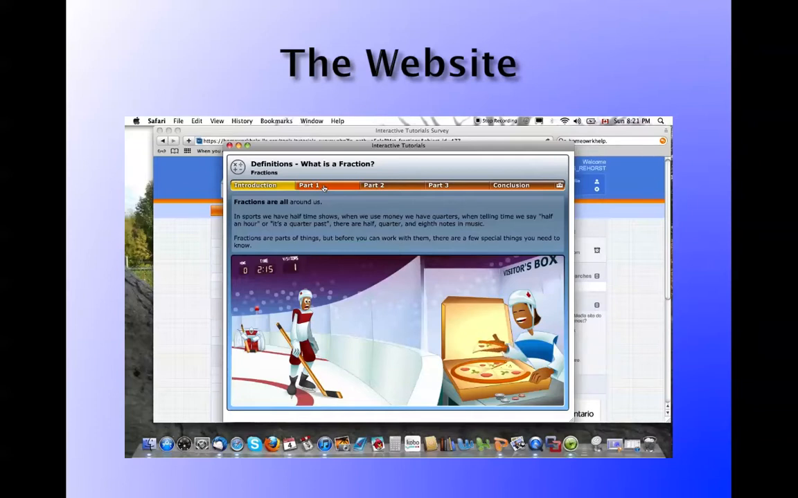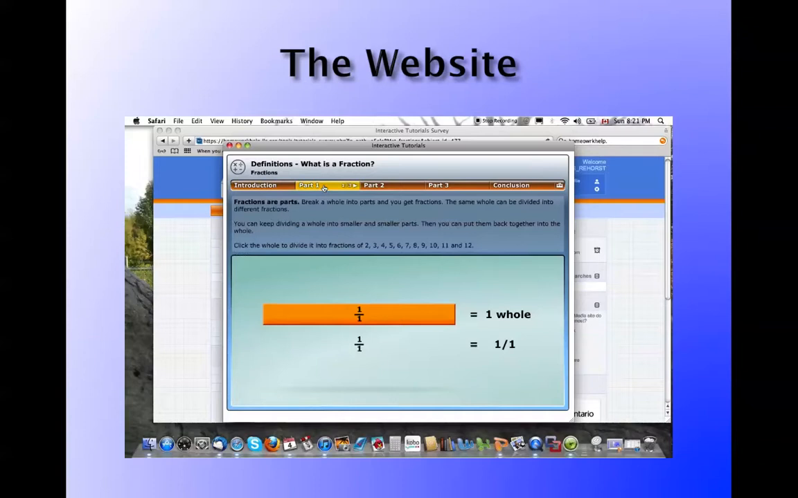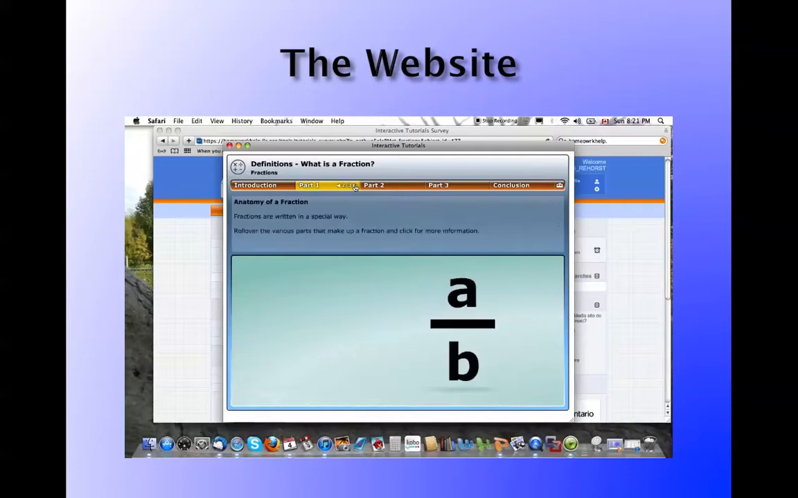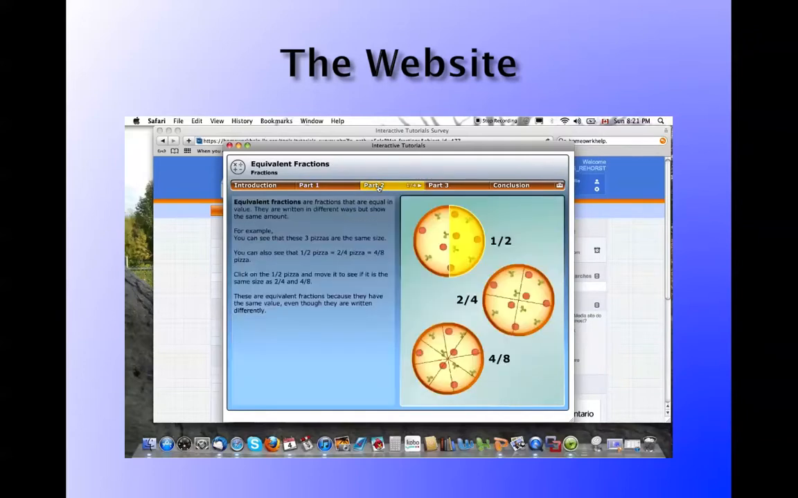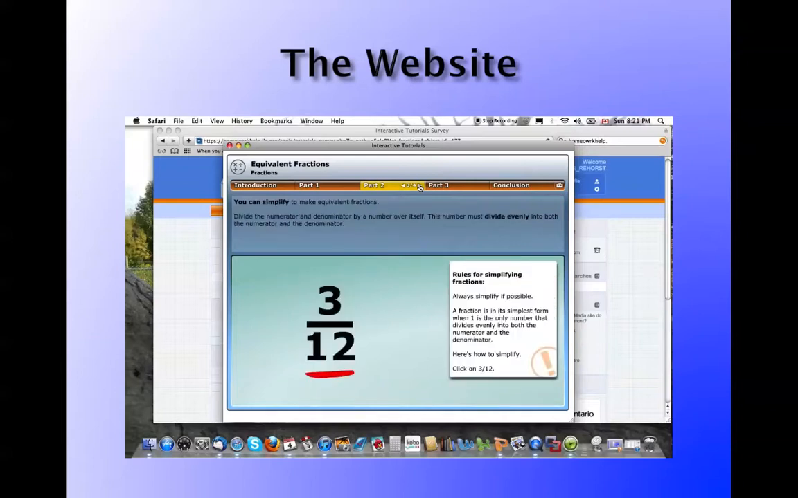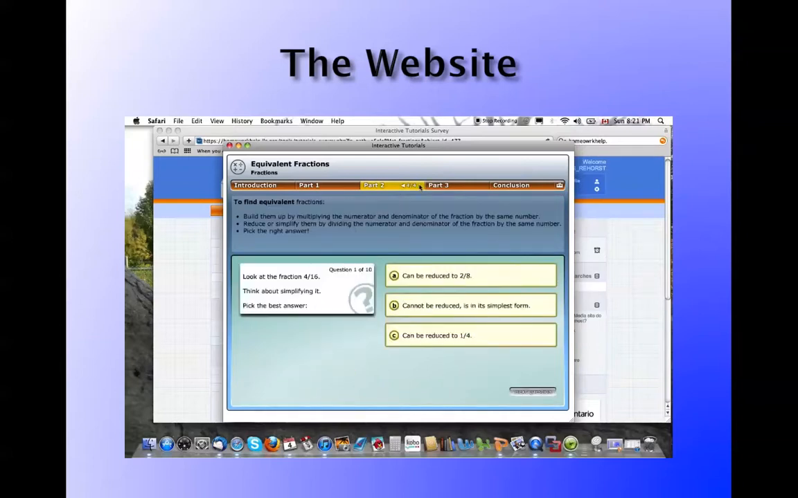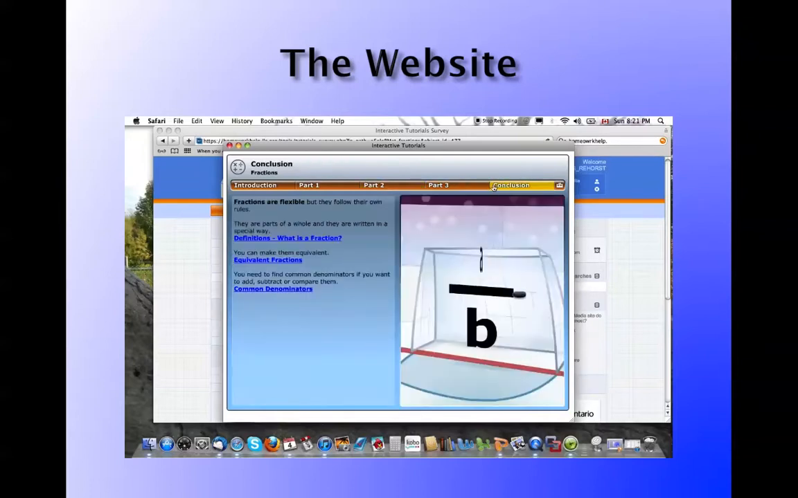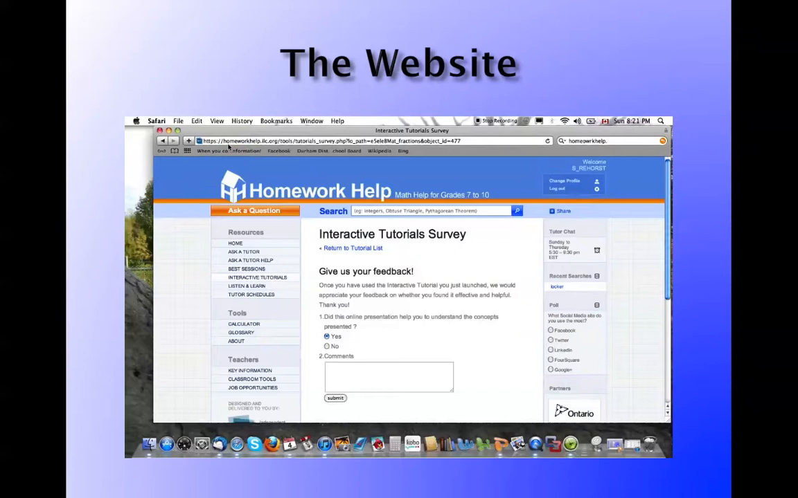So fractions are all around us. Okay, we learned that part. And we're going to go over and it's going to show us the parts of a fraction. And there are 3 parts in this section. And then we'll move on to part 2. It's getting more detailed. These are equivalent fractions, how you can find them, how to simplify, etc. And then it comes up with the conclusion. And again, you can review things that were learned in the session, in the interactive tutorial.